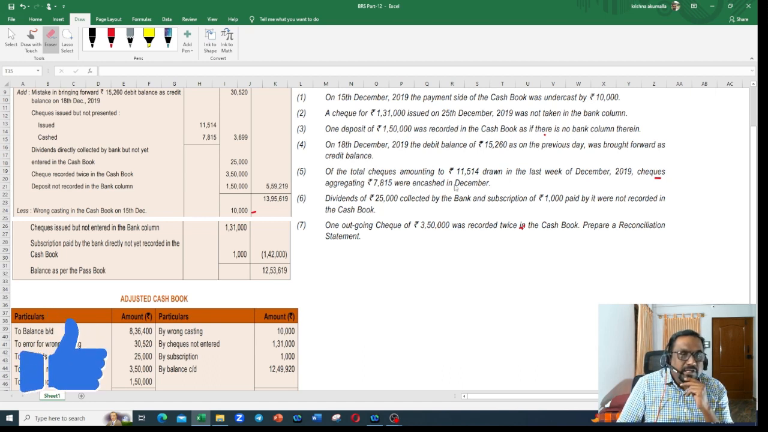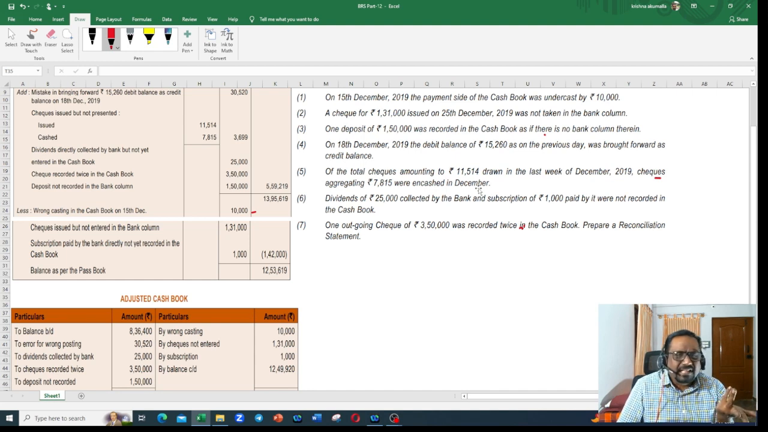Next, of total checks amounting to 11,514 drawn in the last week of December, checks aggregating 7,815 were encashed in December. That means what? 3,619 checks were not presented. That is not an omission. That is not an error.